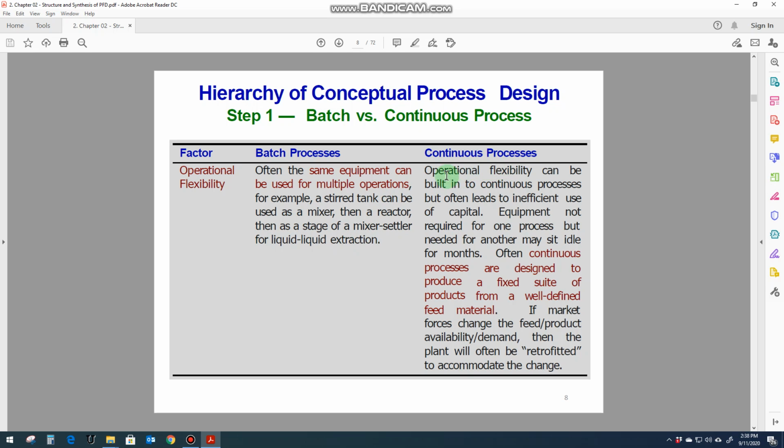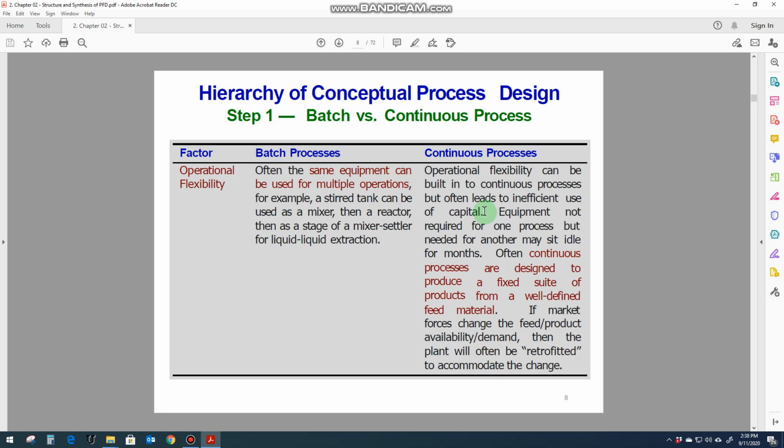In the continuous processes, operational flexibility can be built in, but it often leads to inefficient use of capital. Now, in continuous processes, we have to continuously feed the raw materials that should give us the products continuously. However, if we want some flexibility, for example, if we want to generate some other product, then maybe we need an additional piece of equipment on the same line.